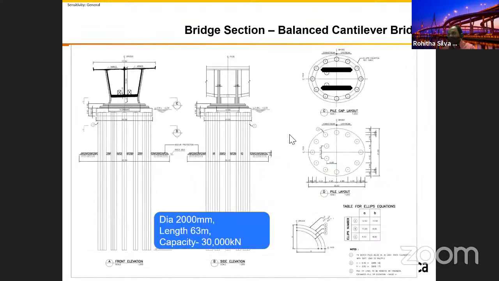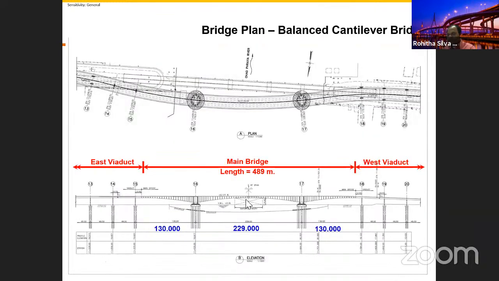Then what are the elements involved in this bridge construction? There's a massive girder in here. If you can see this one, the depth of this is 12.5. The width is 27.6. If I go back to elevation, when this comes to the middle, the depth is only 2.5. 12.5 is reduced to 2.5.